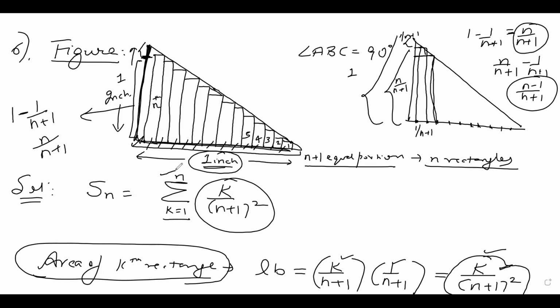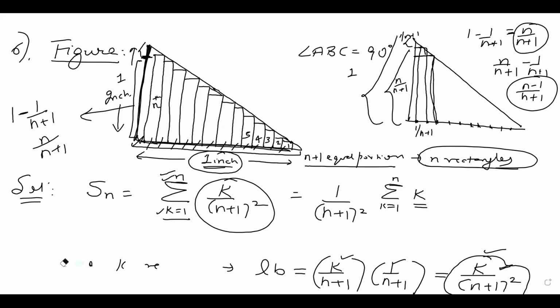Remember, k upon (n plus 1) squared is the area of the kth rectangle. I need to find the sum of the areas, so I need the sum as k goes from 1 to n, because we have n rectangles, k upon (n plus 1) squared. Sorry, k is not a constant; (n plus 1) squared is a constant. So constants come out of the summation, times the summation as k goes from 1 to n of k. k is a variable, but 1 upon (n plus 1) squared is a constant. Constants always come out of the summation.